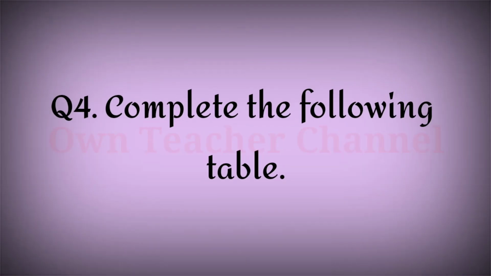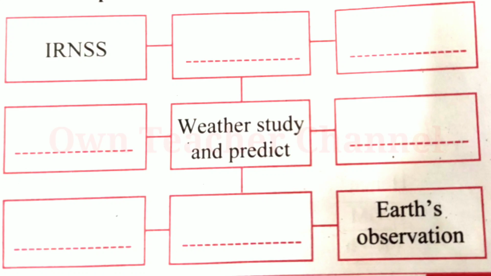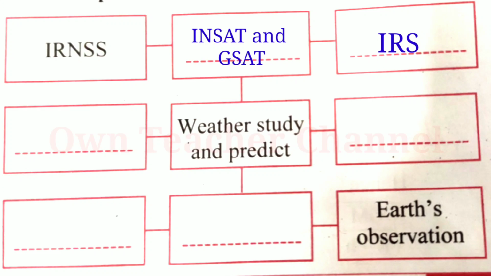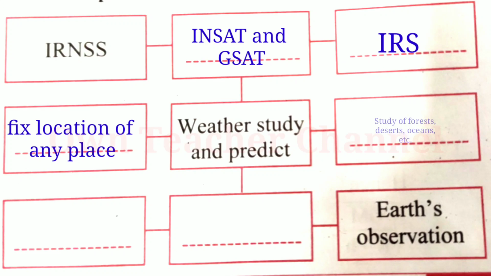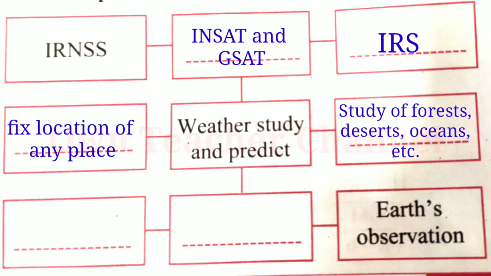Question 4. Complete the following table. IRNSS, INSAT and GSAT. IRS, fixed location of any place, weather study and prediction, study of forests, deserts, oceans, etc. Navigational, weather, Earth observation.